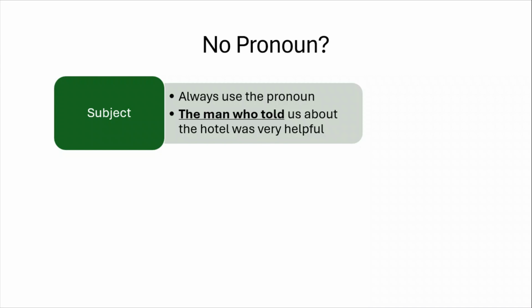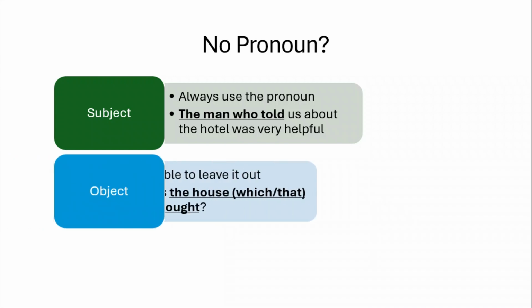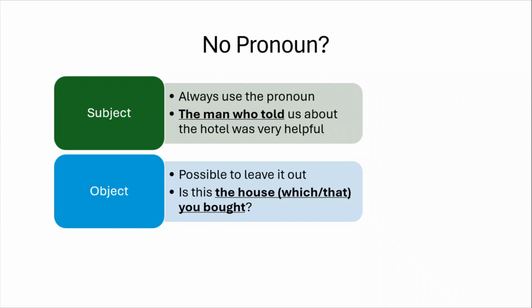But when we're talking about an object, we can leave it out. So in our example sentence here is this the house which or that you bought, or simply, is this the house you bought? And this is extremely common when people are speaking.